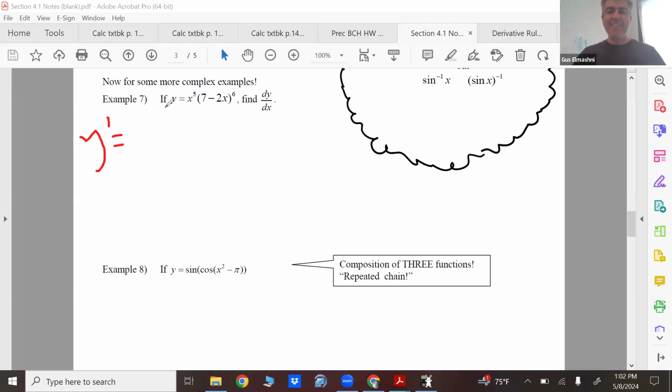All right. Okay, here you're going to do a product rule with a chain rule. So here's what I'm going to do. I'm going to color code things to make them a little easier for us.